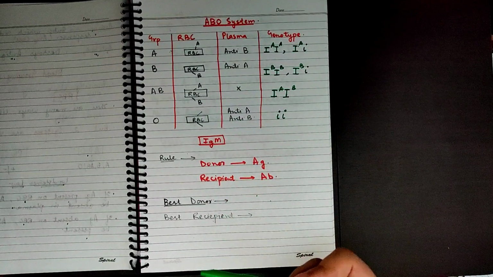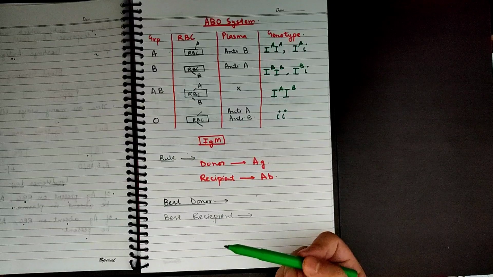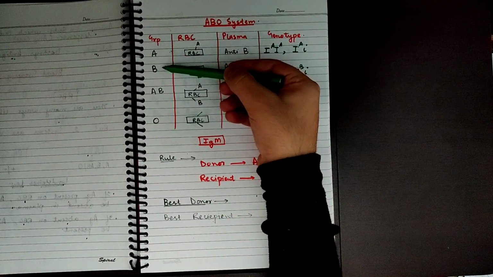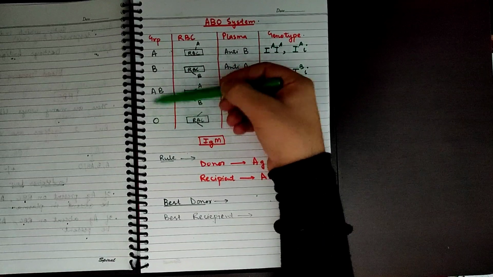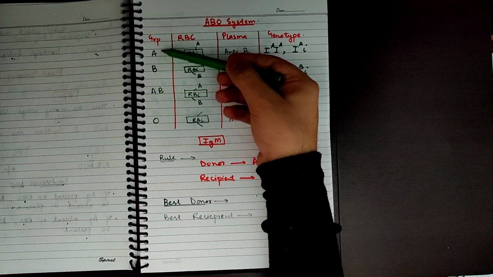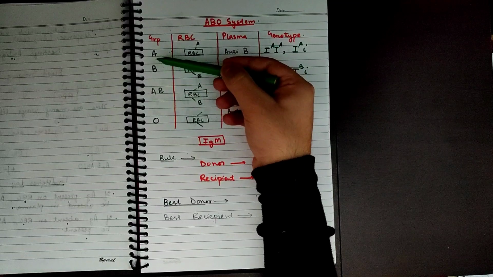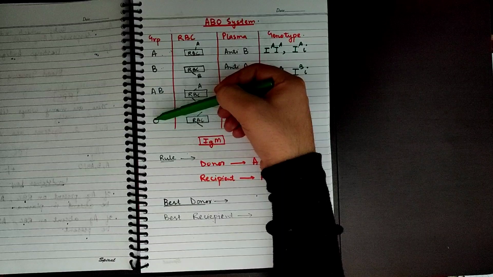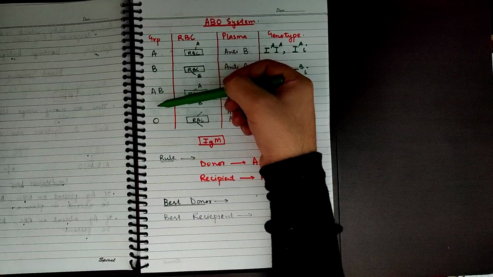If we see how many blood groups we have, we have A, we have B, we have AB, and we have O. We have 4 blood groups. They are also known as the phenotypes. We have 4 phenotypes: A blood group, B blood group, AB blood group, O blood group. Now what do these blood groups mean?